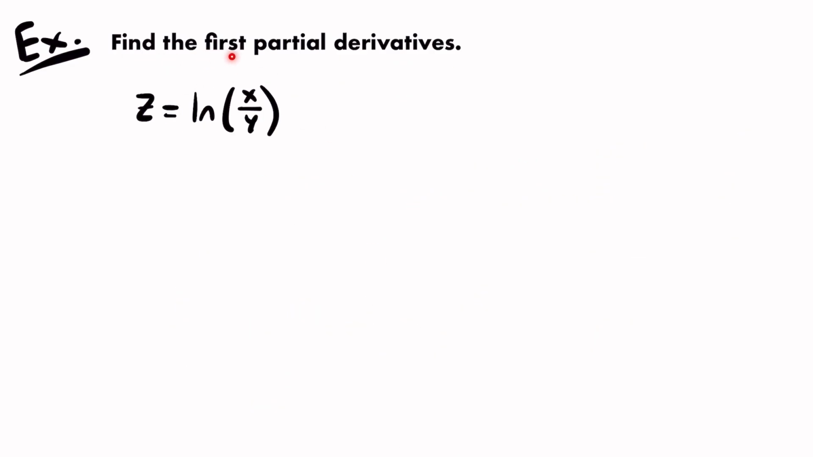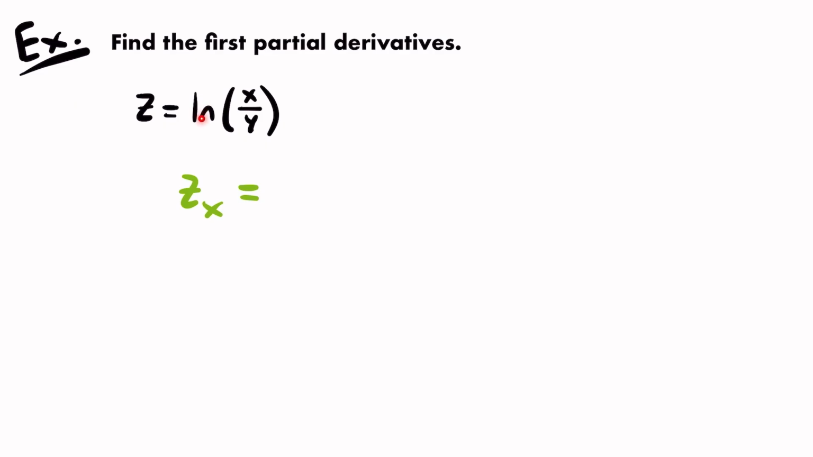Next up, we want to find the first partial derivatives of this function. Z is equal to the natural log of x divided by y. And so let's start by finding the partial derivative with respect to x. I'm going to use this notation, z sub x, or zx. What would that be equal to? Well, we need to take the derivative of this function with respect to x and treating y as a constant.